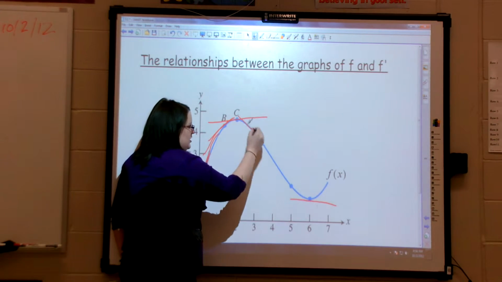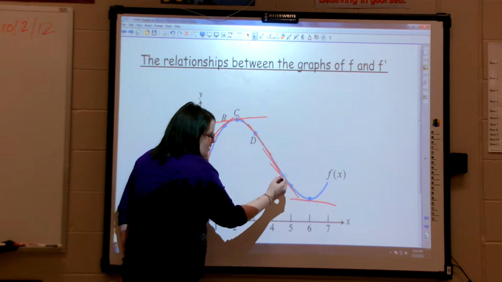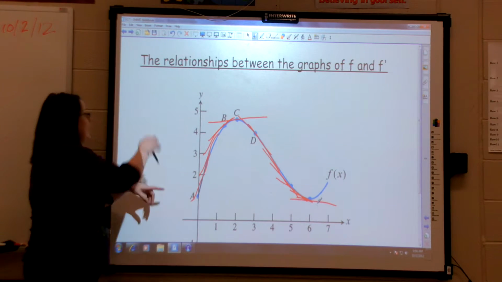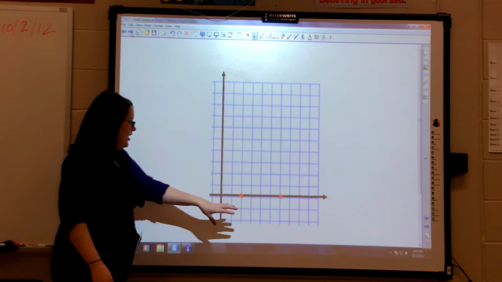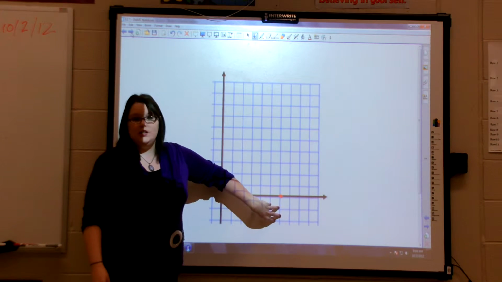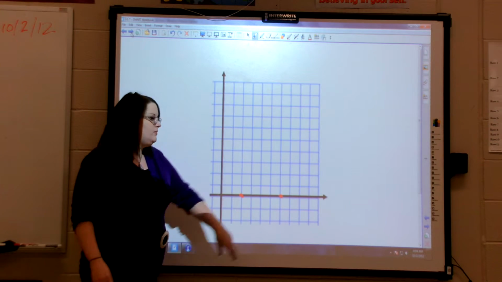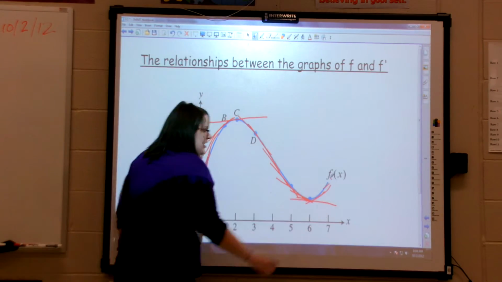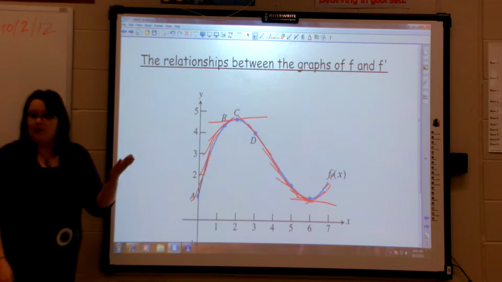Picture those tangent lines here. What do they all have in common? Negative until I get to 6. So I know I've got to be below the x-axis here. And after that, positive again, above the x-axis.